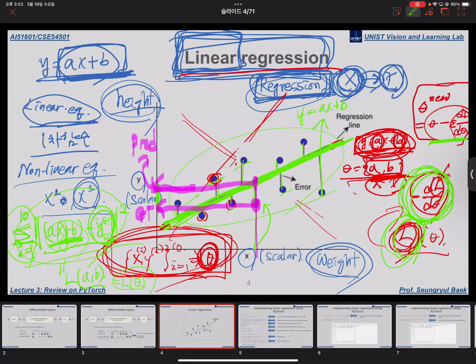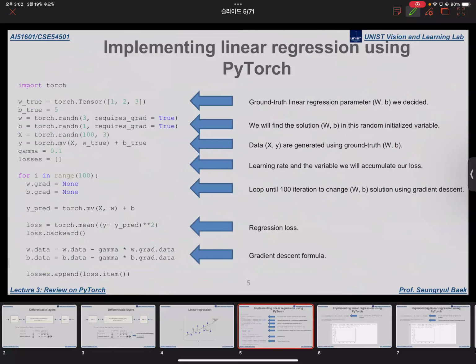Okay. Is there any difficulty understanding this? Does everyone understand? Okay. And this is actually the code for implementing that. Okay.